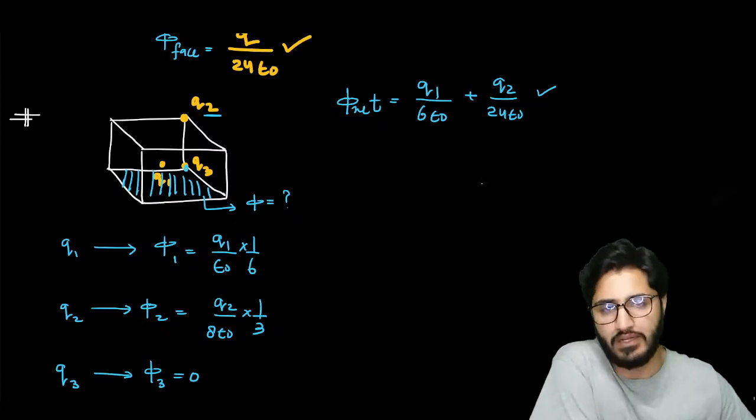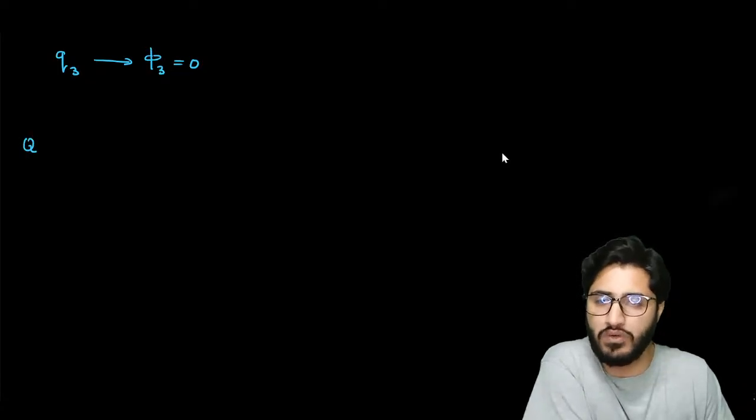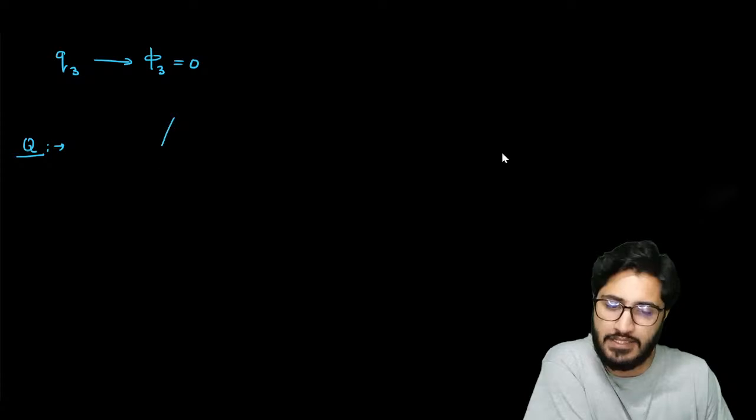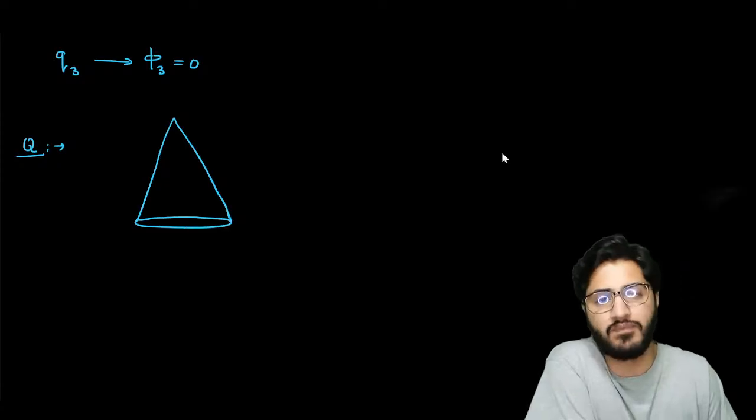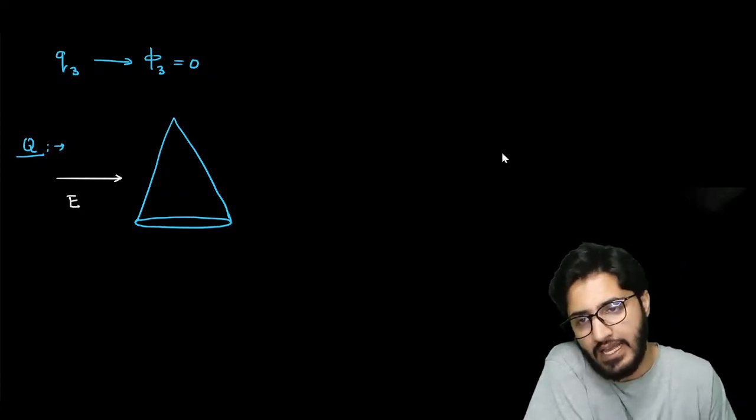Okay, one more numerical from cone. If we have a cone here, this is my cone. Okay, and my electric field is in this way. It's my electric field. And the height of this cone is given to be h.